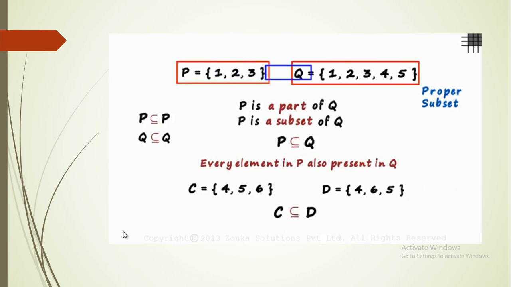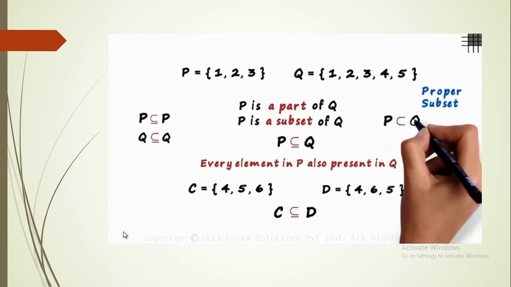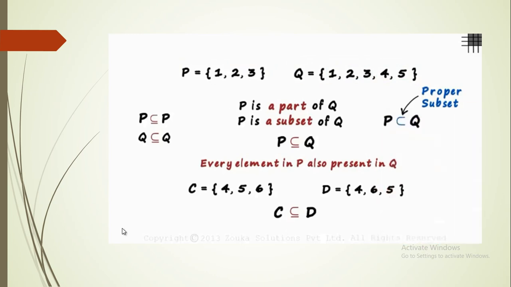Set P is a part of set Q, but there is at least one element in set Q which is not present in set P. We say that set P is a proper subset of set Q. This sign indicates proper subset, and this tells us that all elements of P are present in set Q, but there is at least one element in Q which is not present in P. We can see that 4 and 5 are not present in P.